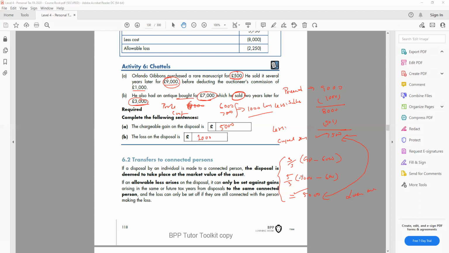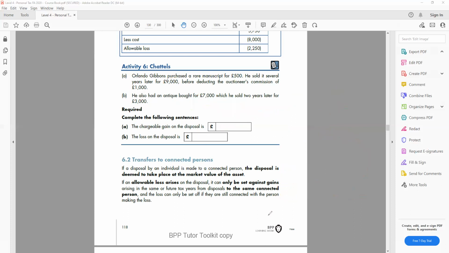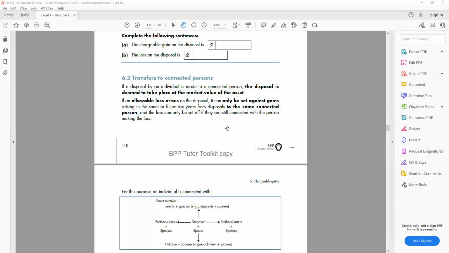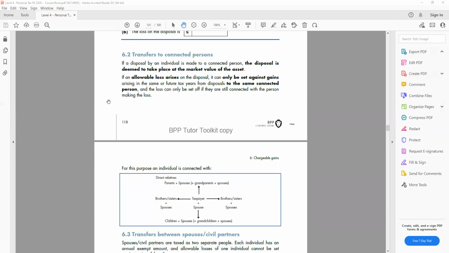All right, let's have a look at the next one. The next one we have is the transfer to a connected person. If a disposal by an individual is made to a connected person, the disposal is deemed to take place at the market value of the asset. If an allowable loss arises on the disposal, it can only be set against gains arising in the same or future tax years from disposals to the same connected person. The loss can only be set off if that person is still connected with the person making the loss.